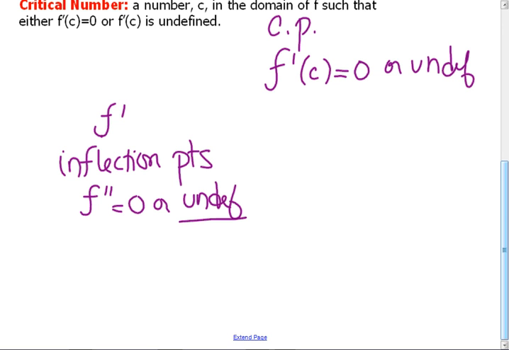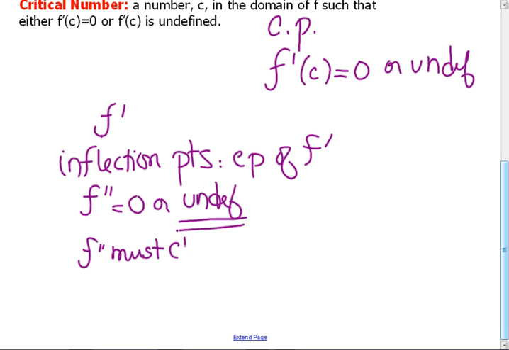But a lot of students ignore the undefined ones. So if you just think of your critical points as both of those, inflection points are the critical points of f prime. And f double prime must change sign. That's how you prove it. And you can read the book. All of this is in the book.